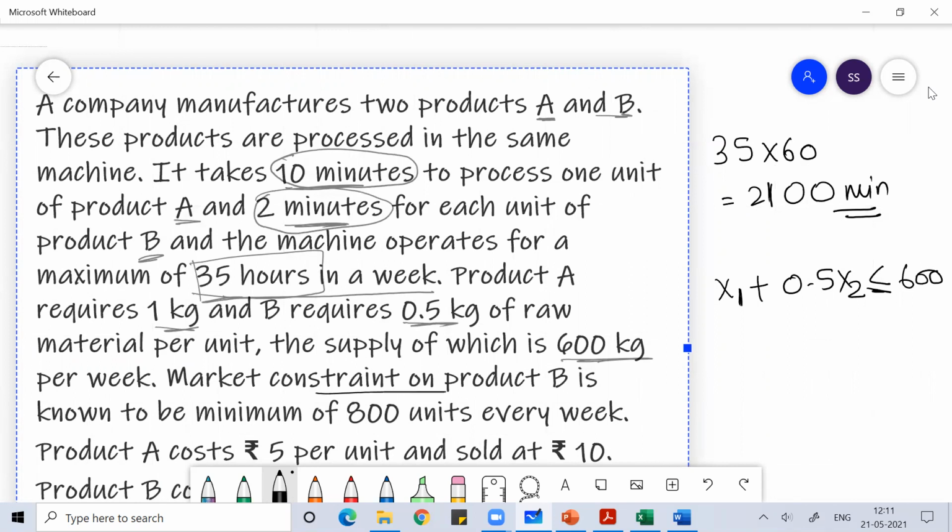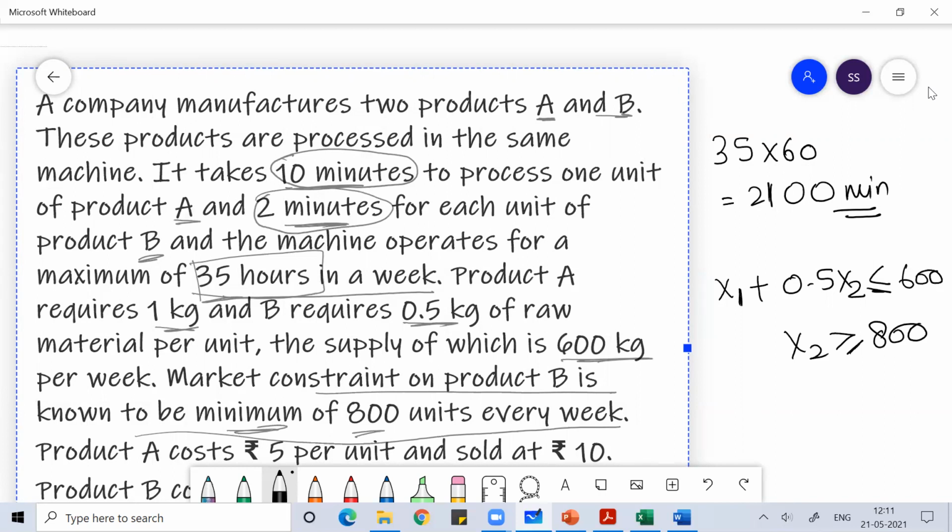The market constraint on product B is a minimum of 800 units per week. So you have to manufacture a minimum of 800 units of product B. The minimum units of product B you need to manufacture should be 800 units. Like that, we can create an equation.